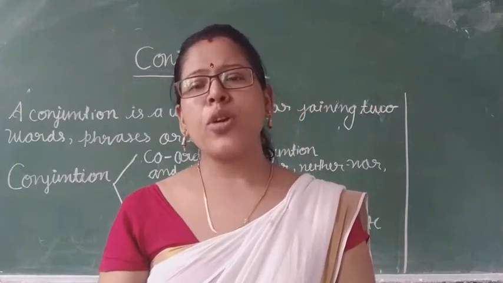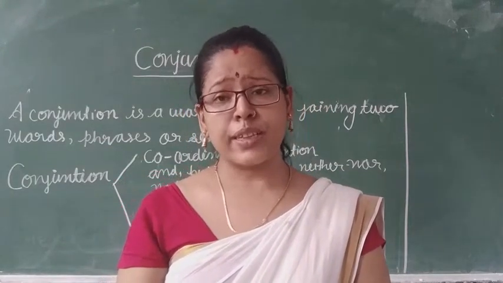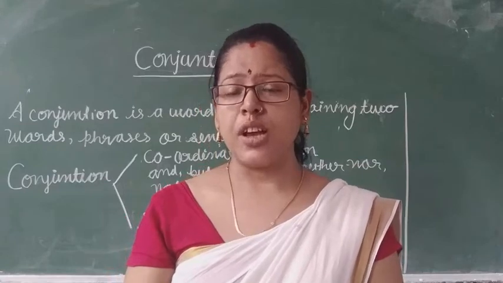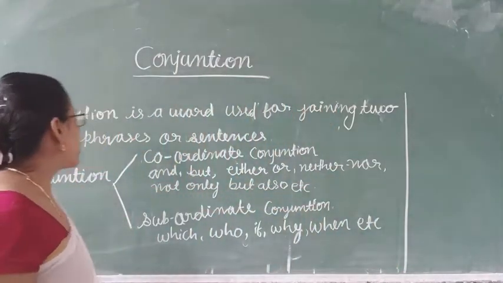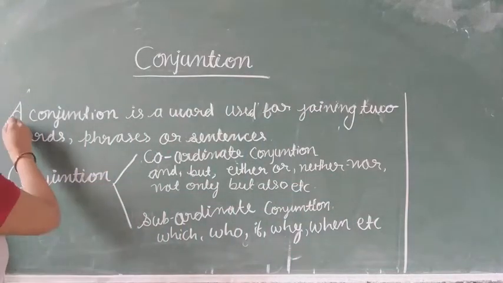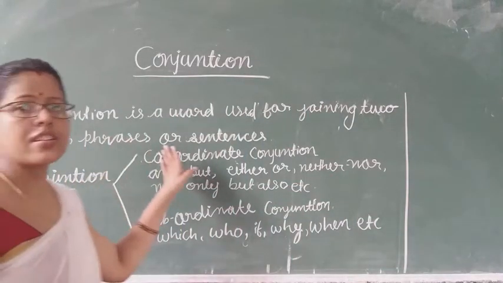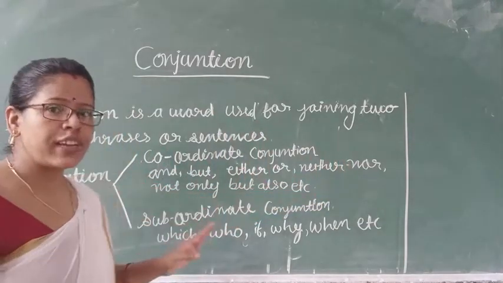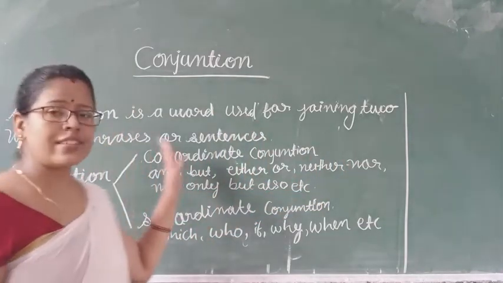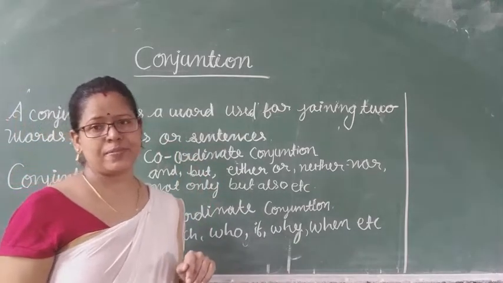Today we are going to start one new topic and the topic name is conjunction. So what do you understand by the conjunction word? We can define conjunction word. A conjunction is a word that is used for joining words, phrases or sentences.